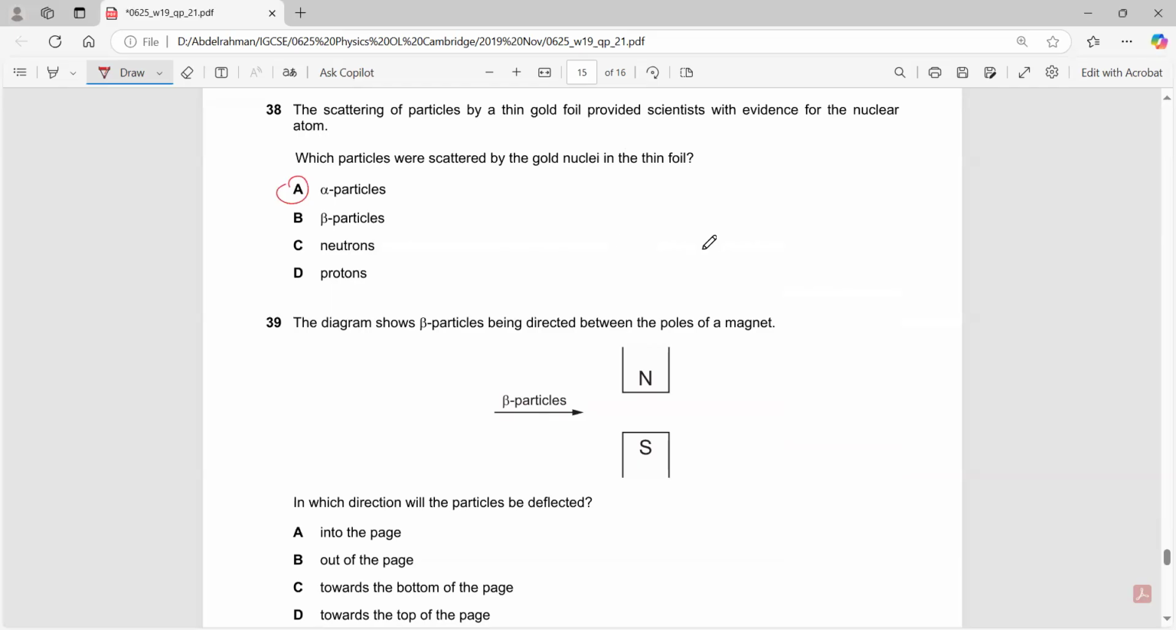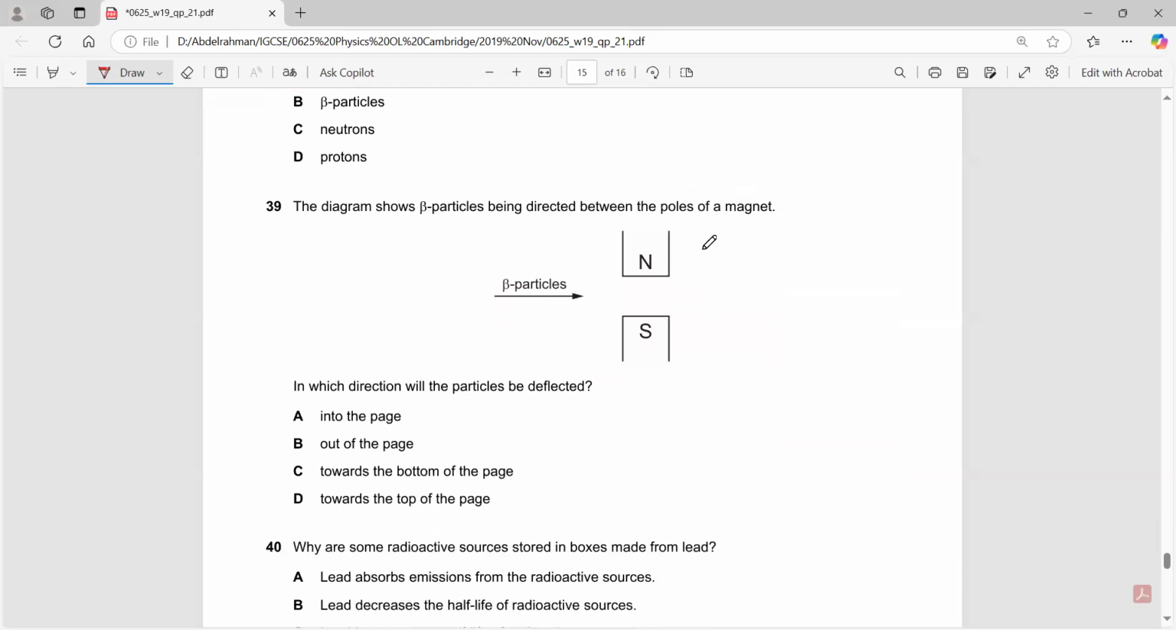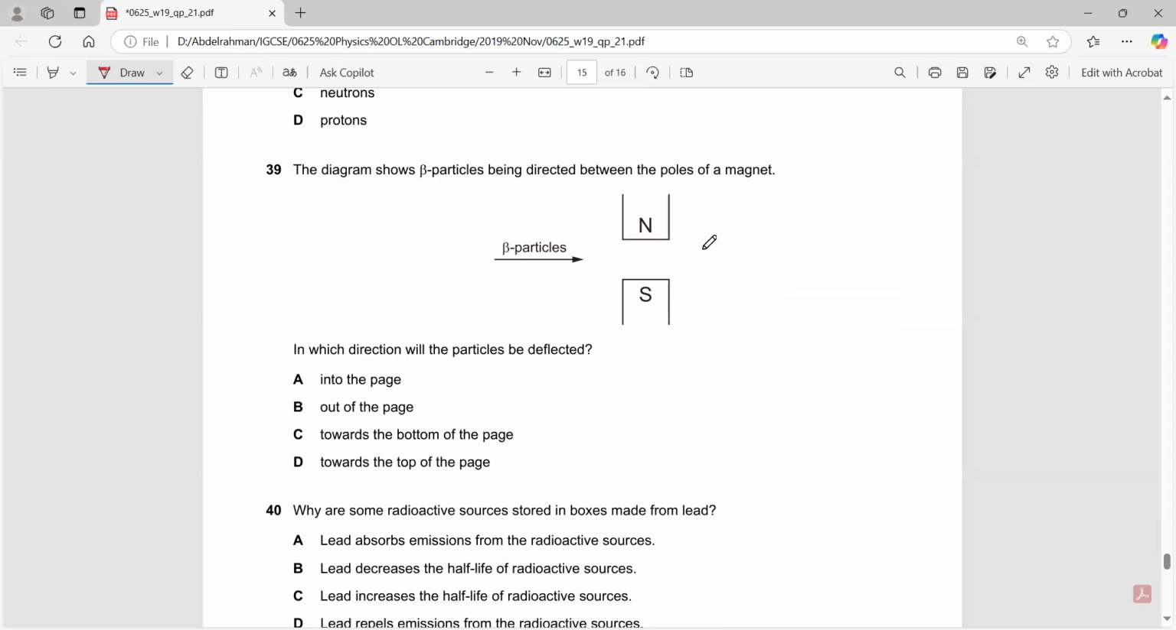Question 39. A diagram shows a beta particle being directed towards the poles of a magnet. In which direction will the particles be deflected? How can I find the direction of these particles? The beta particle is using Fleming's right hand rule. Fleming's right hand rule.